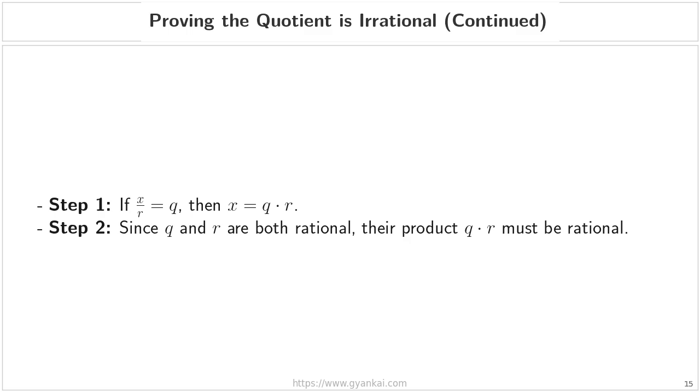Now, let's move on to the second part of our proof for the quotient. Building on what we established in the previous slide, where we assumed that the quotient of our irrational number x and our non-zero rational number r results in some rational number q, we now perform the algebraic manipulation. As you will see in the very next slide, this creates a direct conflict with our starting premise, leading us to our final conclusion.